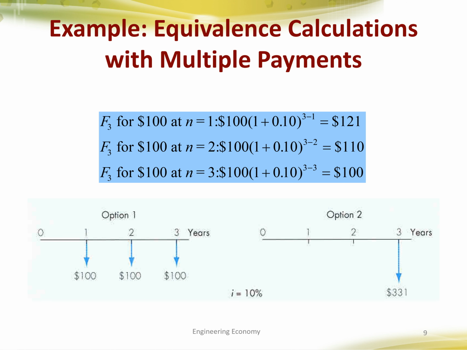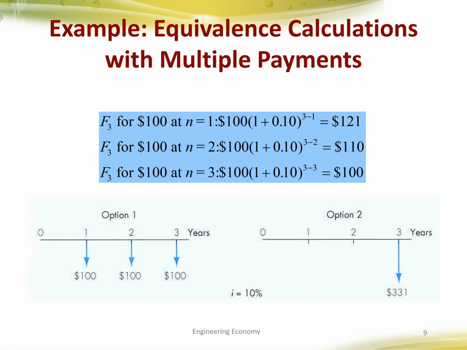Now we can look at equivalence calculation for multiple payments. Let's just look at option 1, where we have 3 payments of the equal amount, 100. If we want to know their future value at the end of period 3, what should we do? And what will be the number? If we are again taking a certain interest rate, here we use 10%.